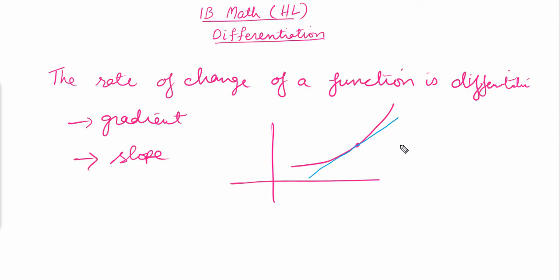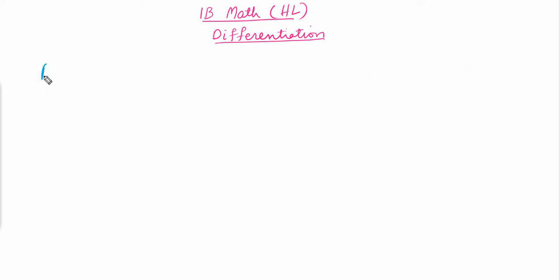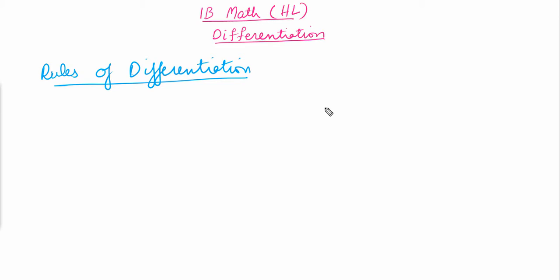But in differentiation we will use certain formulas to work out our gradient or slope or the rate of change of any function. So let's start off with some rules for differentiation. Alright, so the rules of differentiation. I'm going to write a bunch of formulas that we are going to use in taking the derivative of any function. Let's start off with the first one.